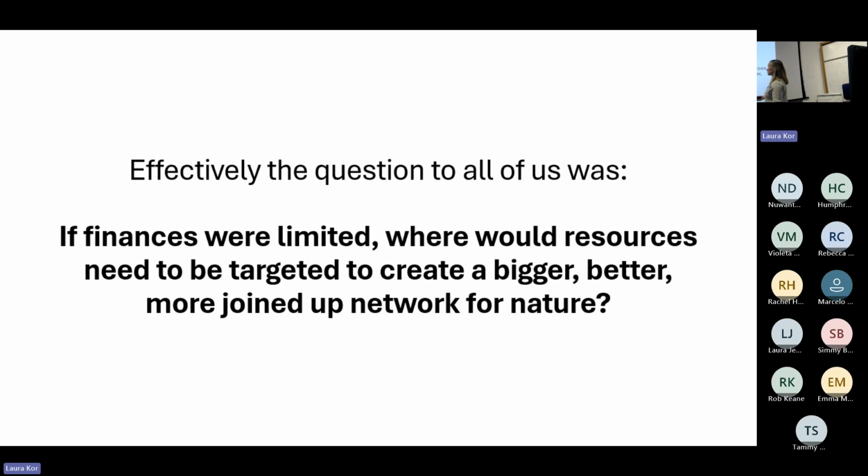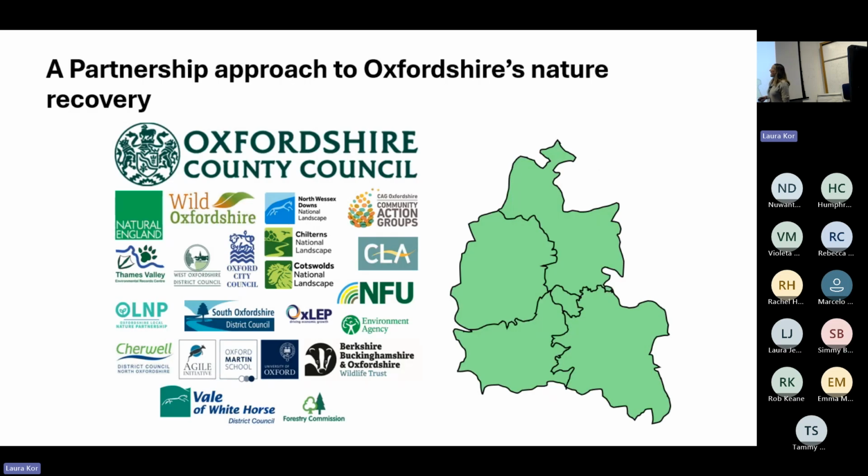So effectively, the question that we felt we were being asked was, if our finances were limited, which they are, where would those resources need to be targeted to create a bigger, better, more joined up, I've done the thing Bob hates here. I did it on purpose, obviously, network for nature. And we are taking a partnership approach.